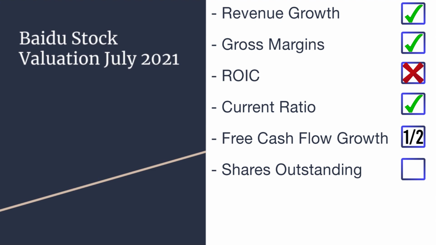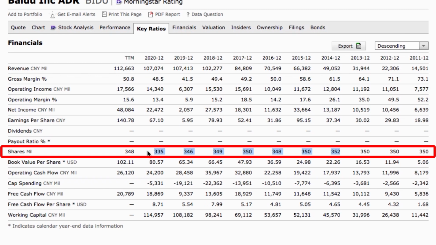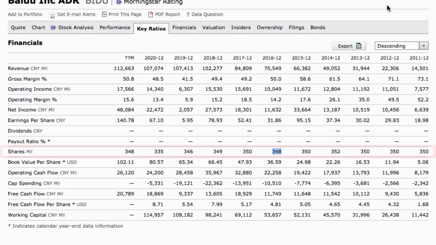Shares outstanding. Okay, here in the key ratios, we have the shares here. Here's the line of it. Since 2016, it's actually the same value. It's 348 now. It was 348 5 years ago. It's gone up and down a little bit along that timeline, but it's pretty much the same, so I'm happy to give that a tick.